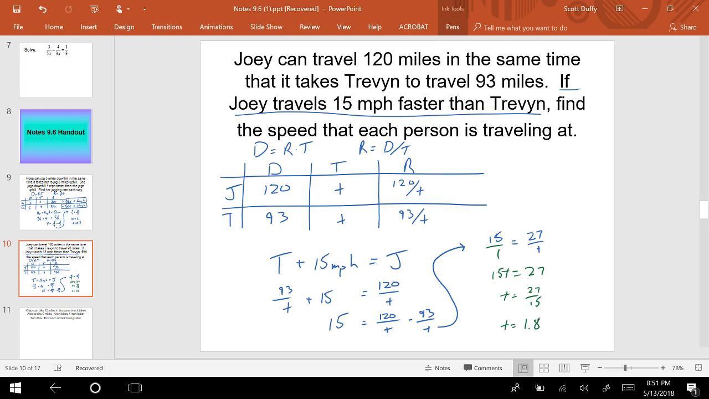Now what we'll do is take each of these rates to find the actual speed. 120 divided by 1.8 hours for the t. Do the same thing for Trevin's speed, 93 divided by 1.8. You will get 66.6 repeating miles per hour for Joey and 51.6 repeating miles per hour for Trevin.